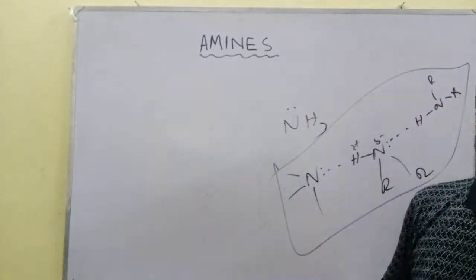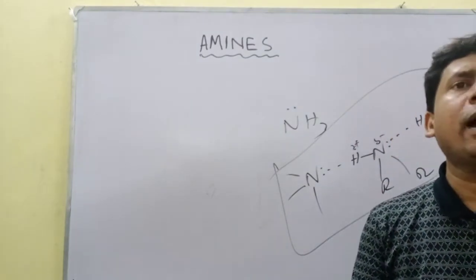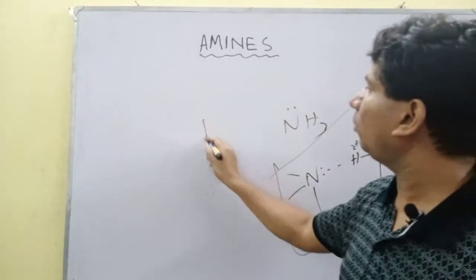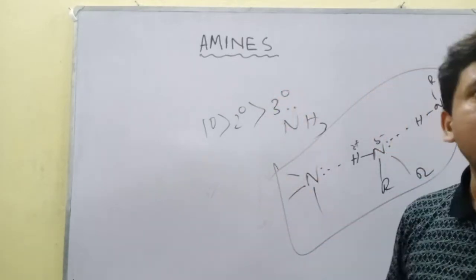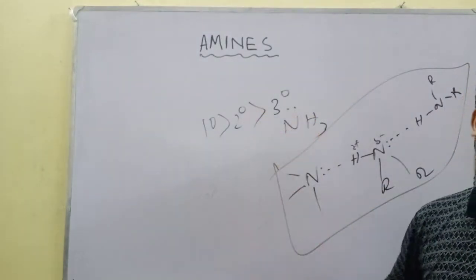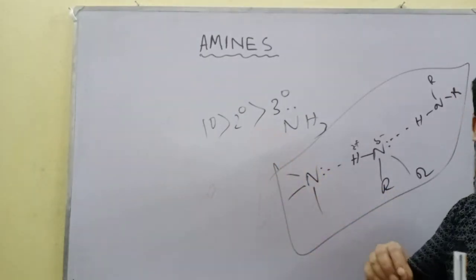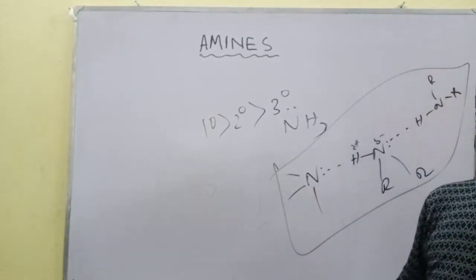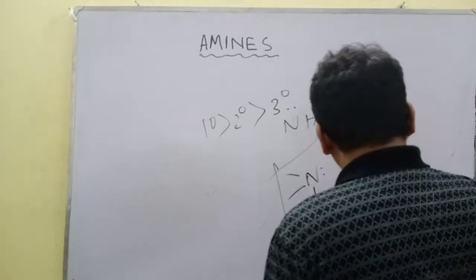For this reason the boiling point is high for amines, and the boiling point order is 1 degree greater than 2 degree greater than 3 degree amine. The boiling point of 1 degree amine is higher than 2 degree and 3 degree amine, because in 1 degree amine there are strong hydrogen bonds. For this reason the boiling point increases. Clear?